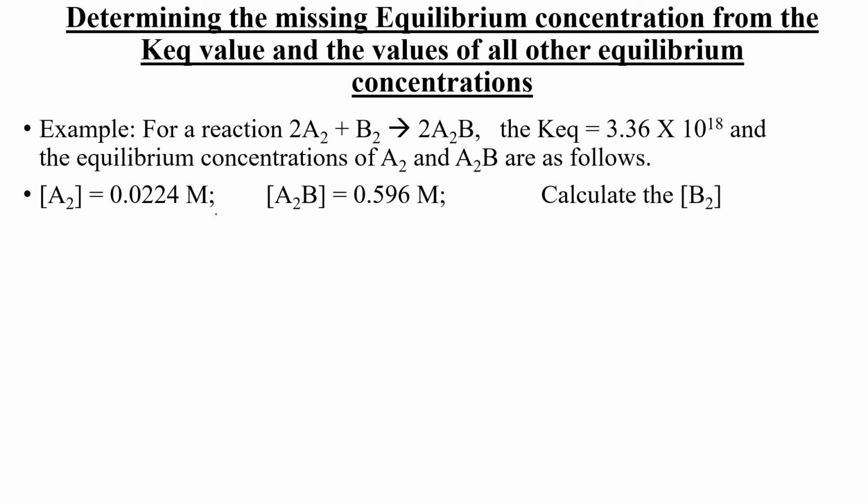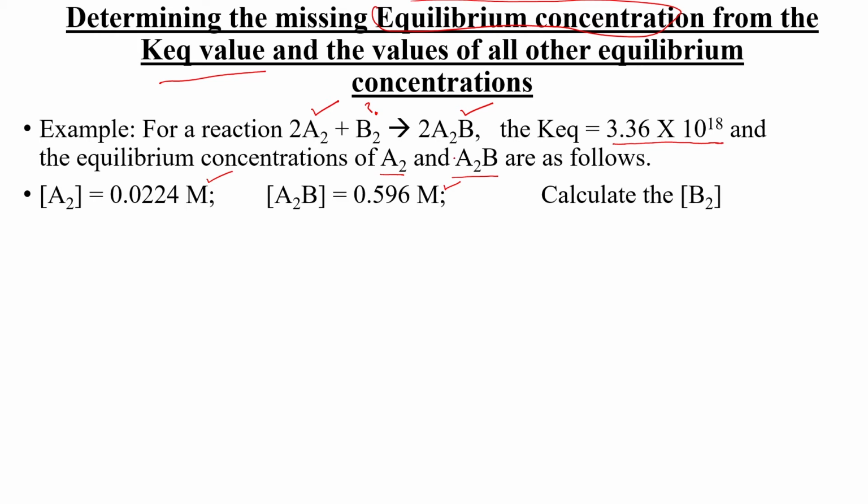So in this example, we will practice what to do if one of the equilibrium concentrations is missing, but K equilibrium is given, and how to rearrange our equation and find the value of the missing equilibrium concentration. In this example, the reaction is given. The K equilibrium for the reaction is given as well, and the equilibrium concentration of A2 and A2B, meaning the product and one of the reactants, is given, and you have to find the concentration of B2. Everything is given, looks like the right unit, so I don't have to make any unit conversion here.